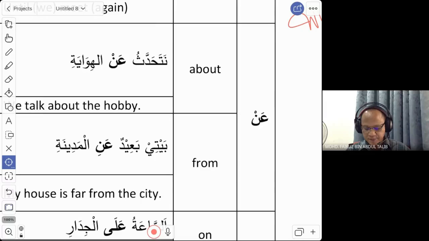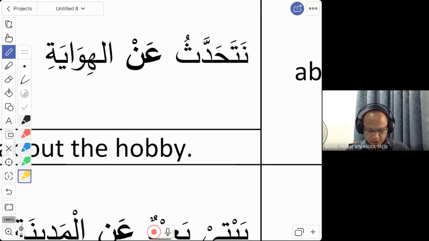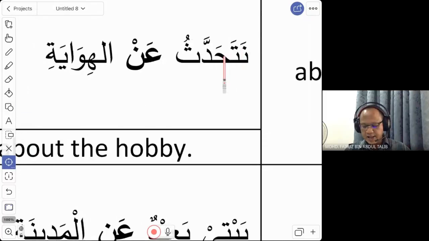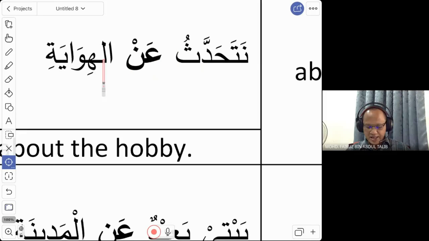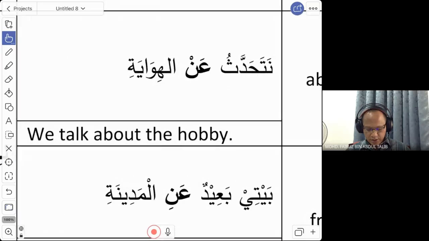Okay. For example, this is the example: Natahaddathu an al-hiwayati. Natahaddathu means we talk. And about al-hiwaya is the hobby. Hiwaya is hobby. Okay, so this is the word an, about.